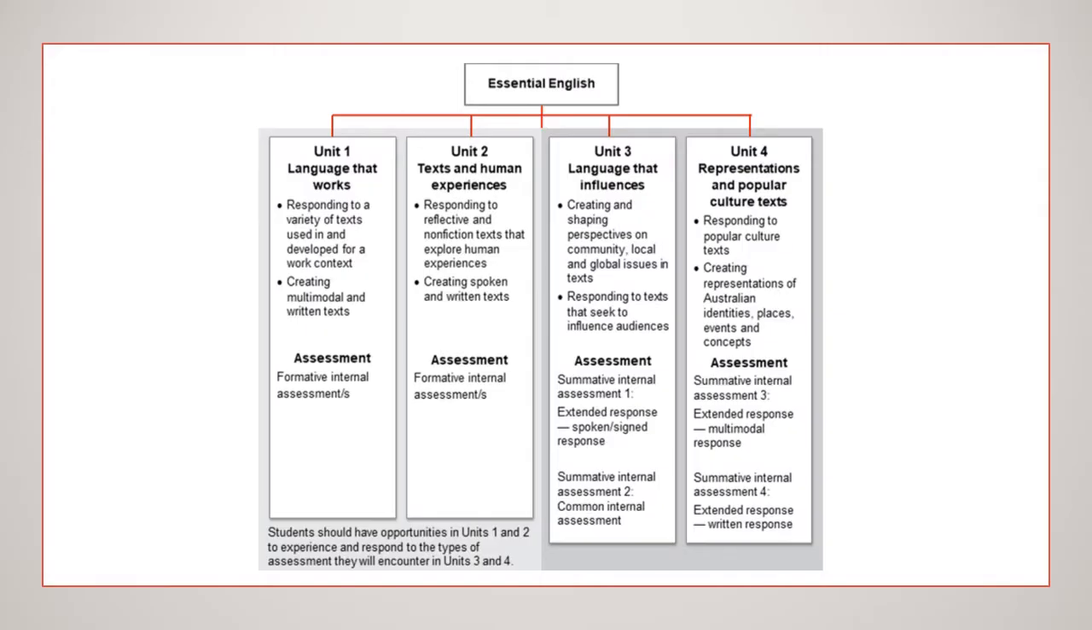This slide for Essential English shows a more detailed snapshot of the units and the assessment. All units are averaged and weighted for the same 25%. There are 2 spoken presentations and 2 extended writing responses. Students have opportunities in Unit 1 and 2 to experience and respond to the types of assessment they will also encounter in Units 3 and 4.